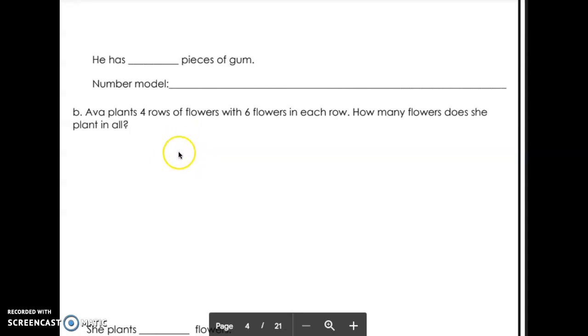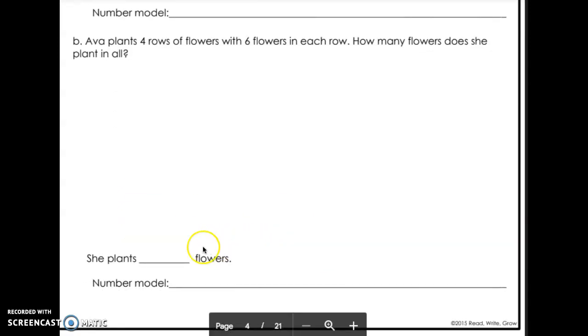So draw, like maybe draw a circle for each flower. So a circle, a circle, a circle, a circle, a circle, a circle. 6 circles. And then another 6 circles. And then another 6 circles. And another 6 circles. Then you're going to count how many circles or flowers you had. And then you're going to write a number model, which could be repeated addition or a multiplication.